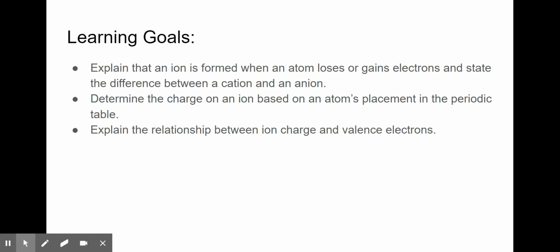All right, so the learning goals here: we're going to be able to explain that an ion is formed when an atom loses or gains electrons, and be able to state the difference between a cation and an anion. You're going to be able to determine the charge on an ion based on an atom's placement on the periodic table. You're going to explain the relationship between ion charges and valence electrons.